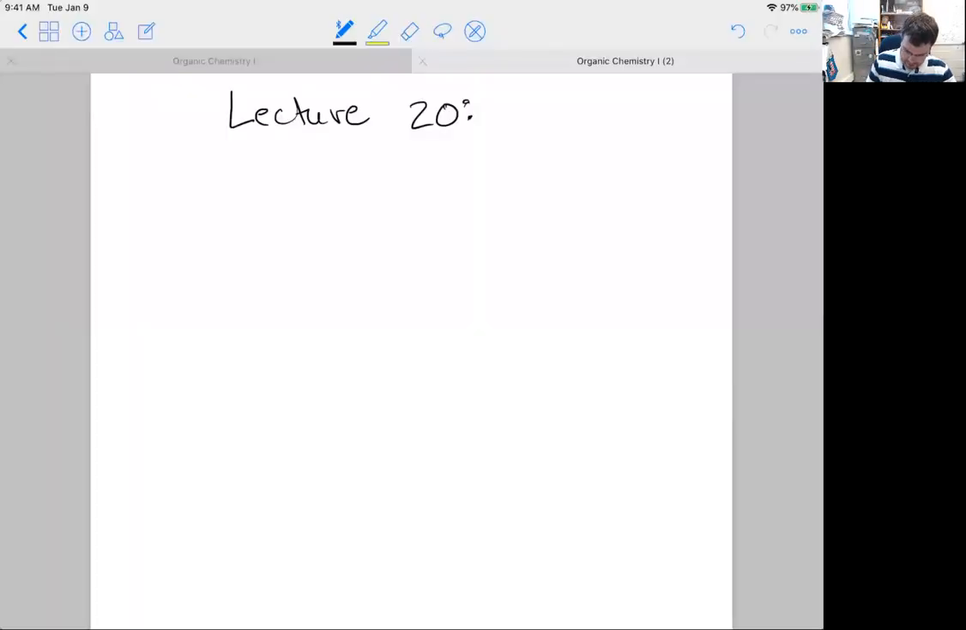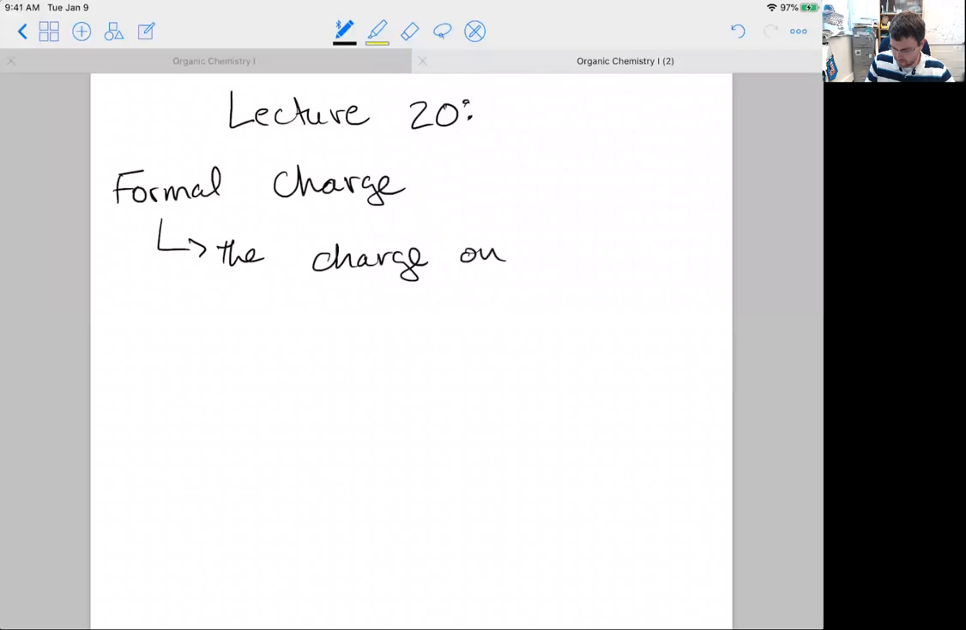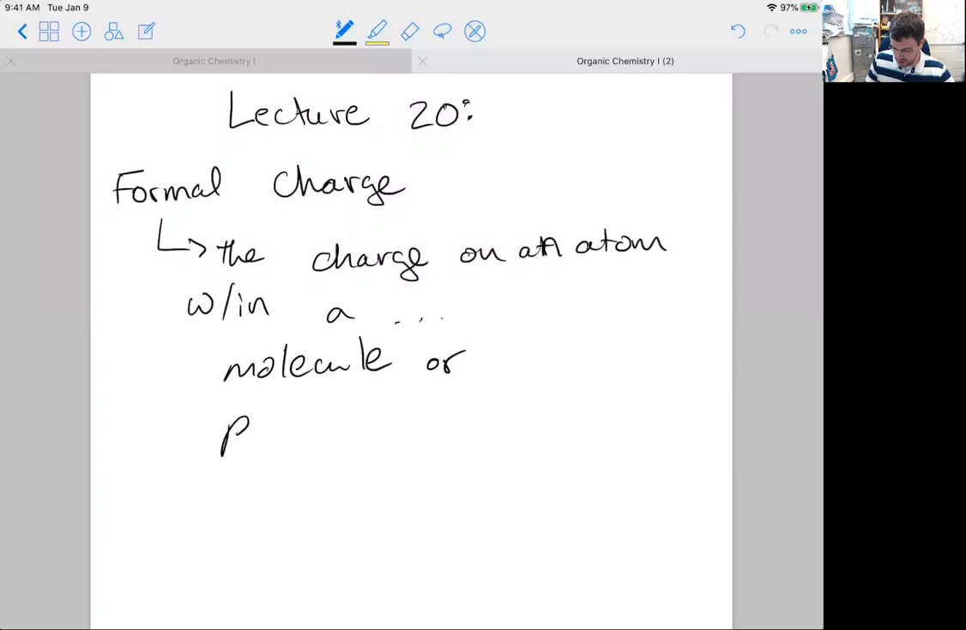Okay, so like I said, we're going to be talking about formal charge in this lecture. And the formal charge is the charge on an atom within a molecule or polyatomic ion. Okay, so molecules we've seen before.